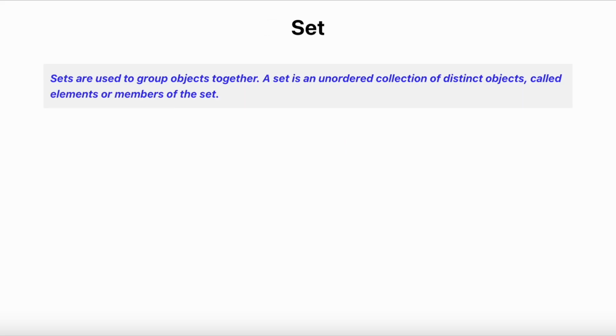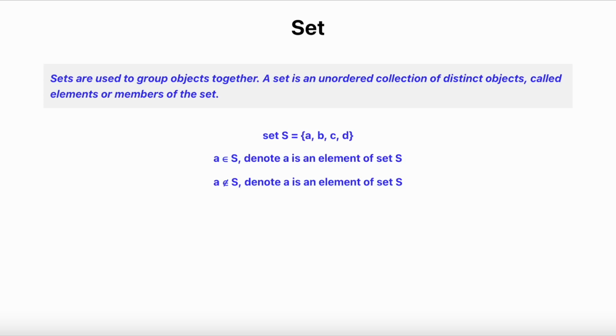Sets. Sets are used to group objects together. A set is an unordered collection of distinct objects called elements or members of the set. Members of the set are listed between braces. We write a belongs to S to denote that a is an element of set S, and the notation a does not belong to S denotes that a is not an element of set S.